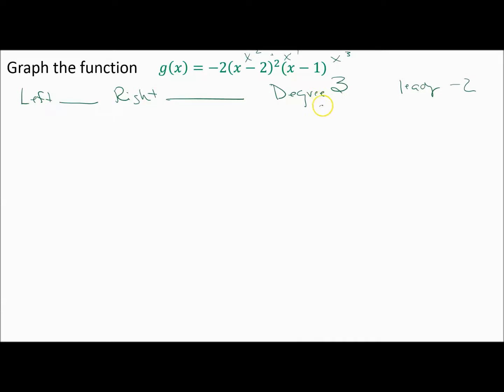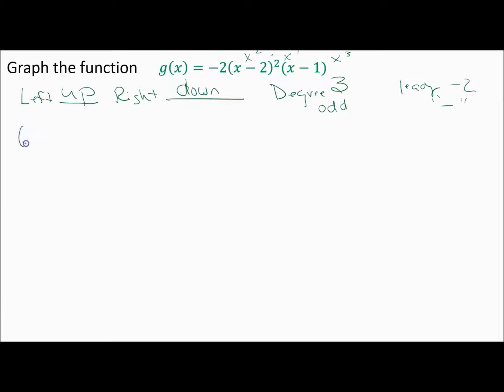And an odd degree and a negative leading coefficient tells us that the left side is pointing upward and the right side is pointing downward. So you need to have that leading coefficient test memorized to do end behavior.